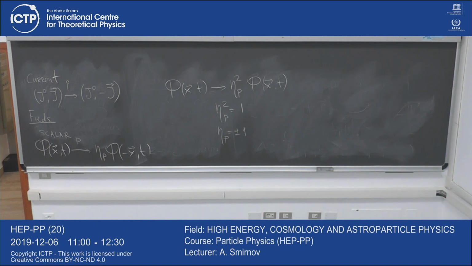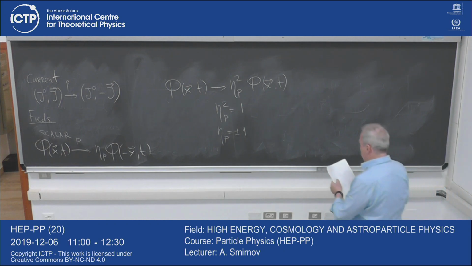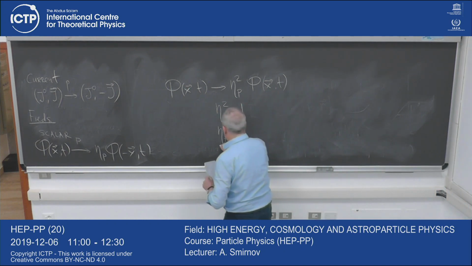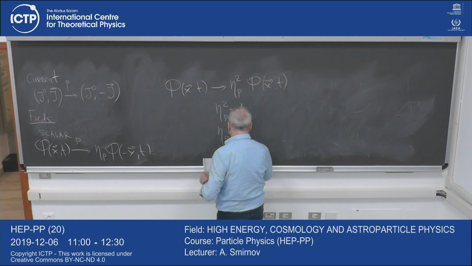So this eta is kind of an internal characteristic. Here, in the case of parity, we have entanglement of some internal change and exchange of external coordinates. So this is what we call parity of a particle.